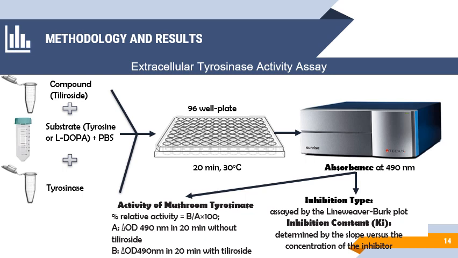Inhibition constant is determined by the slope versus the concentration of the inhibitor. And activity of mushroom tyrosinase can be found with percent relative activity, which is B per A multiplied by 100. A is OD at 490 nanometers in 20 minutes without Tiliroside, and B is OD at 490 nanometers in 20 minutes with Tiliroside.